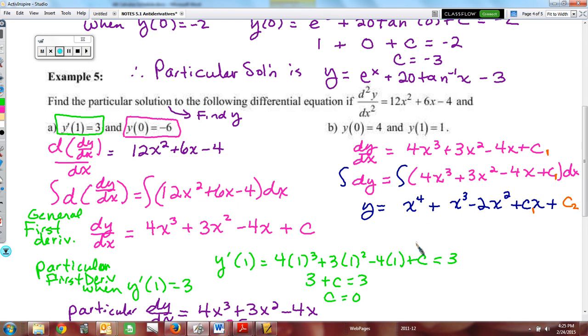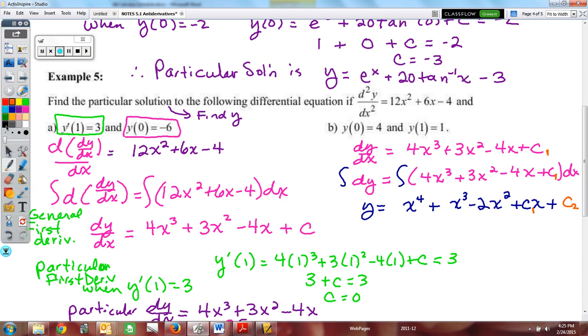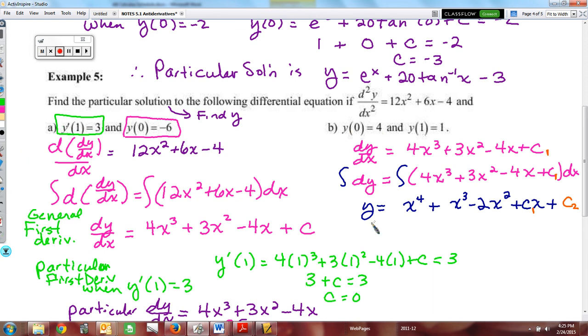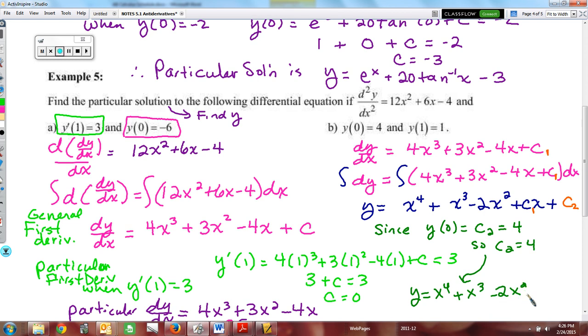And then I can go plus c2, because I need the constant of integration for the second indefinite integral. And so now I'm going to use both of my pieces of information. I'm going to start with y of 0 equals 4. I take this general solution that has 2 constants in it, and y of 0 is going to be 0 plus 0 plus 0 plus 0 plus c2, which is 4. So c2 equals 4. That gets me to y equals x to the 4th plus x cubed minus 2x squared plus c1x plus 4.